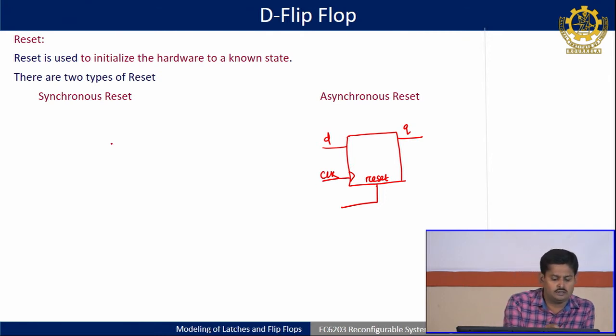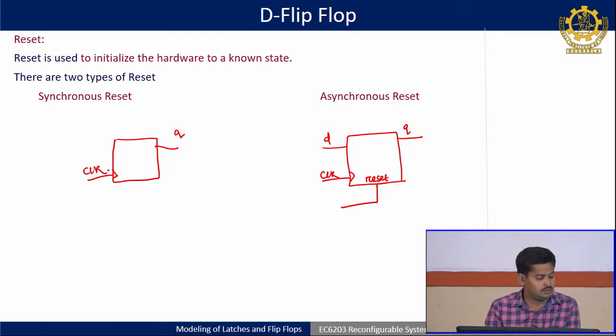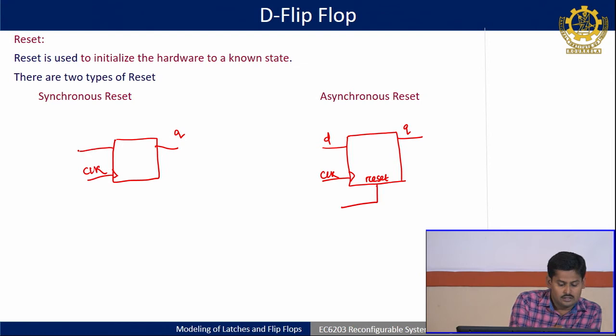But in the synchronous case, let us say this is Q, this is clock. In this case, for the D input I can take a mux here. In the mux this is 0, this is 1, and here I can put reset.